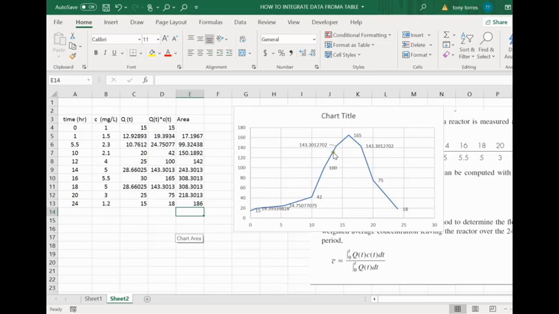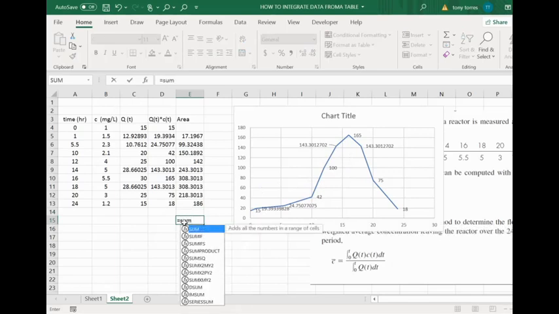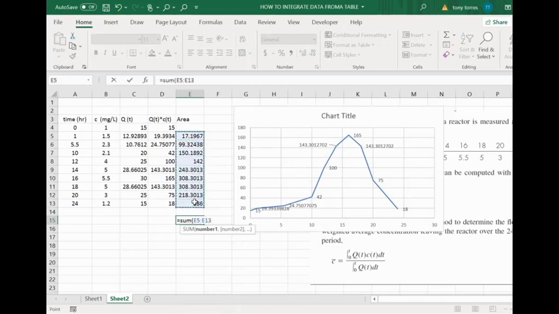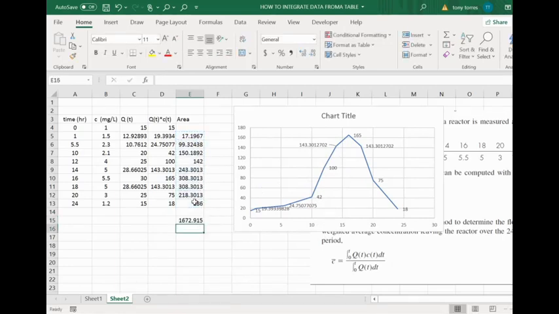When you have, like for example, a trapezoidal figure here or area. So what I need to do is just add all those areas. So let's use sum. And that's it, and that's the area under the curve for this curve.